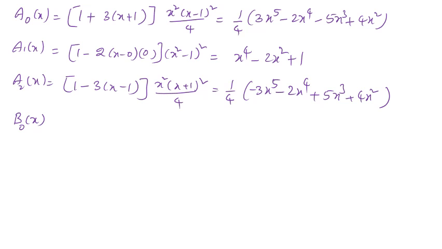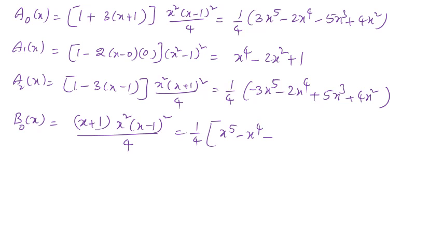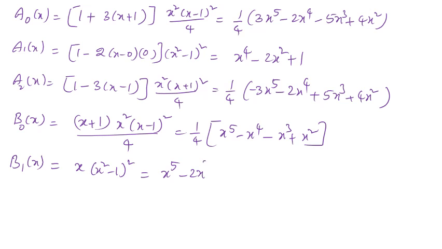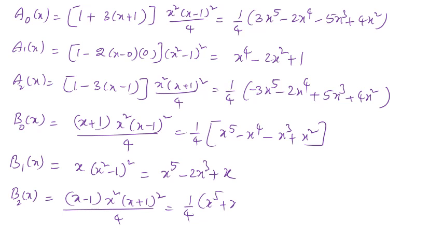Now coming to b0(x), equal to (x minus x0), which means (x plus 1), x square into L0 square by 4. So after multiplication, x power 5 minus x power 4 minus x cube plus x square. Next, b1(x). b1(x) is x into (x square minus 1) whole square, you will get x power 5 minus 2x cube plus x. Next, b2(x). b2(x) is (x minus 1) into x square (x plus 1) whole square by 4. So this is 1 by 4 of x power 5 plus x power 4 minus x cube minus x square.